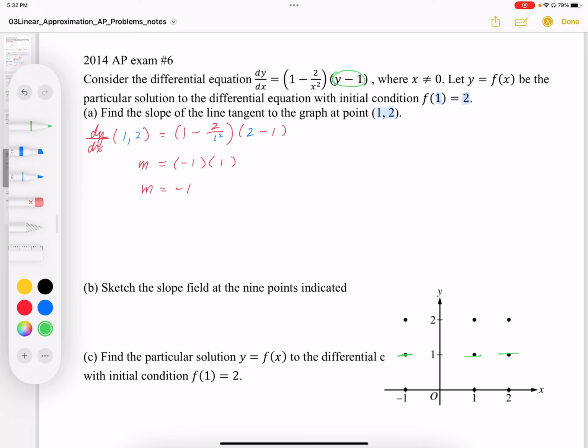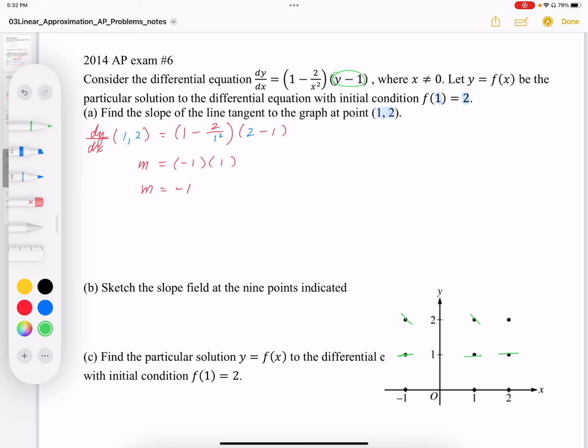I'm going to then go to y equals 2. At y equals 2, we know that y minus 1 is going to be equal to 1, so we just need to consider the x coordinates. At x equals negative 1, we get 1 minus 2 over negative 1 squared. Well, that's going to be 1 minus 2, so that's going to give us a slope of negative 1. At x equals 1, we get the same: y minus 1 is equal to 1, and 1 minus 2 over 1 is negative 1, times 1 gives us negative 1, so we get another slope of negative 1 through there.